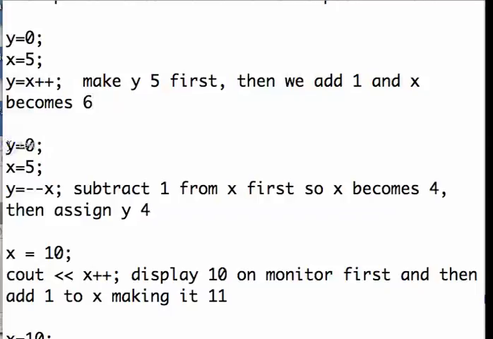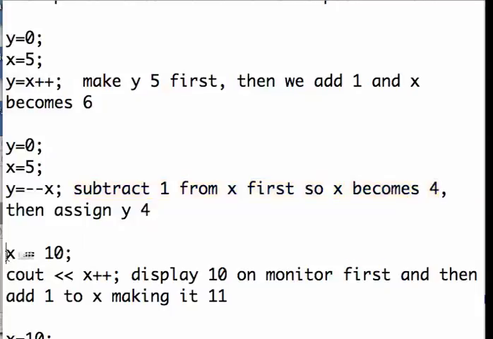Okay, let's do another one. Y is 0, x is 5, y is assigned minus minus x. I'm going to subtract 1 from x first, so x becomes 4. And then what I'm going to do is assign 4 to y.